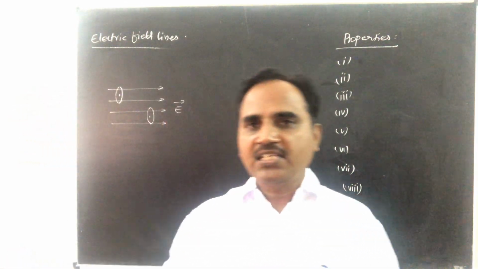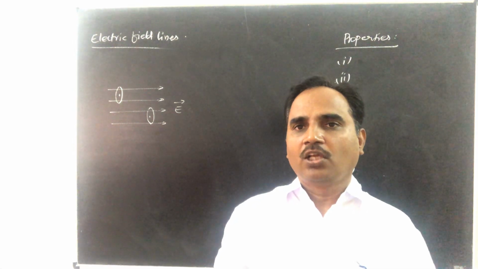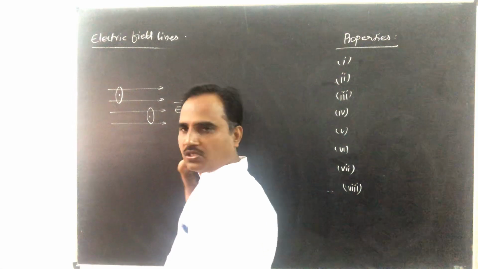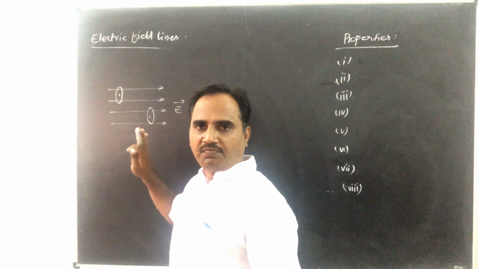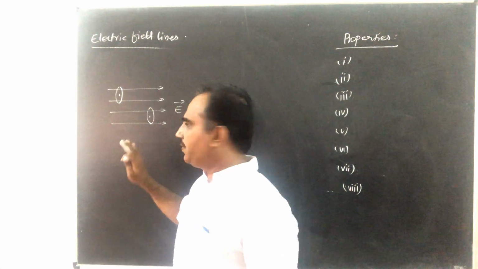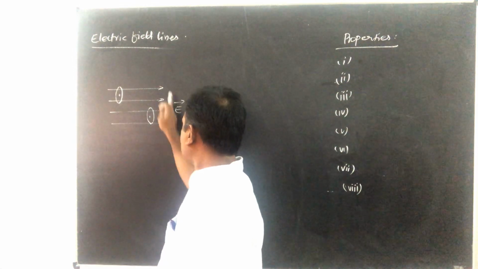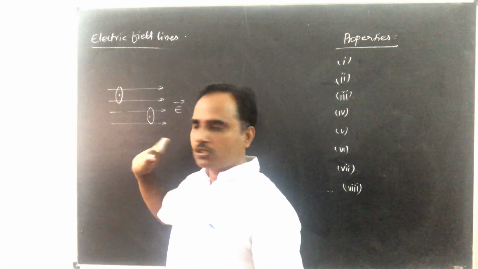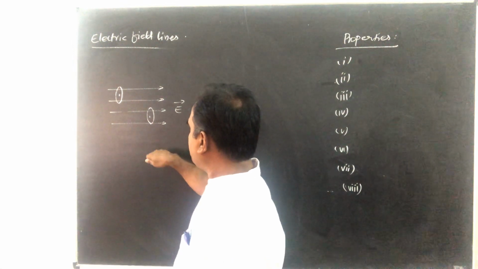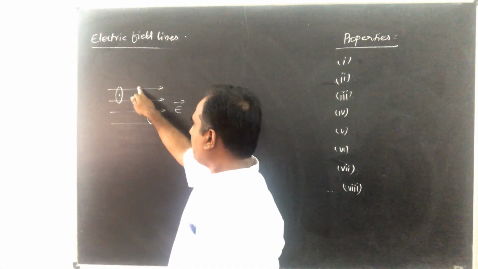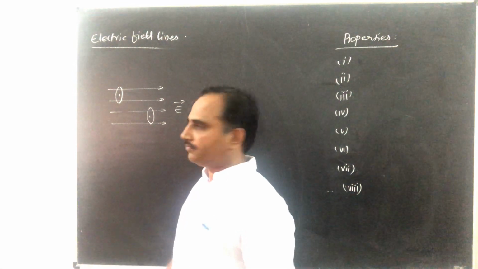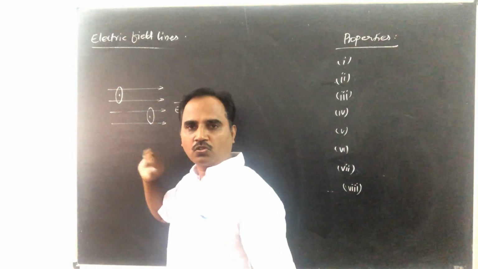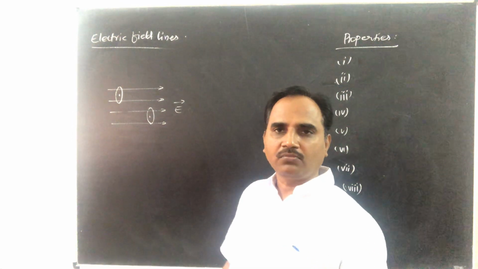So, electric field is said to be uniform if its magnitude is the same everywhere and the direction is also the same. So, if the magnitude and direction of the electric field are the same everywhere, such a type of electric field is called a uniform electric field. Uniform electric field is represented by this type of parallel lines with equal spacing. So, these lines are parallel and the spacing is the same. This is the representation of a uniform electric field.